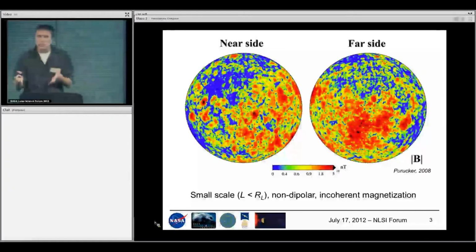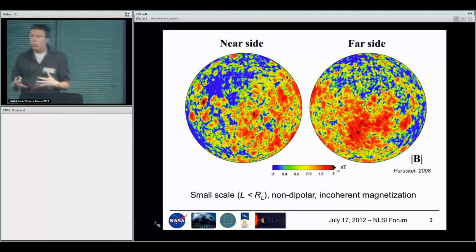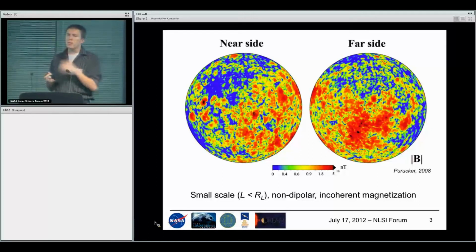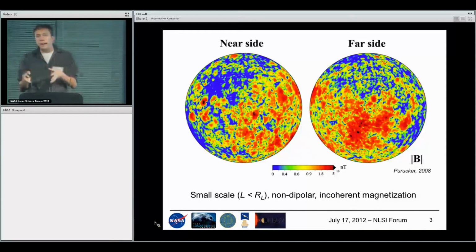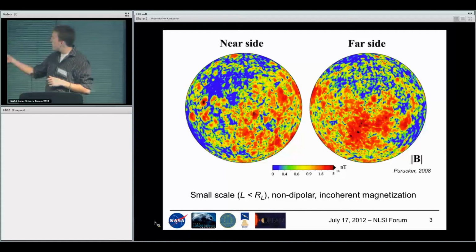Now, lunar magnetism. It's been known since the Apollo era, when it was discovered by one of the sub-satellites. Since then, we've had numerous missions, Lunar Prospector in the 90s, as well as Kaguya and later missions. What I'm showing here is a global map of the magnetic field magnitude, or strength at spacecraft altitudes, roughly 30 kilometers. And here you see the near side and the far side.